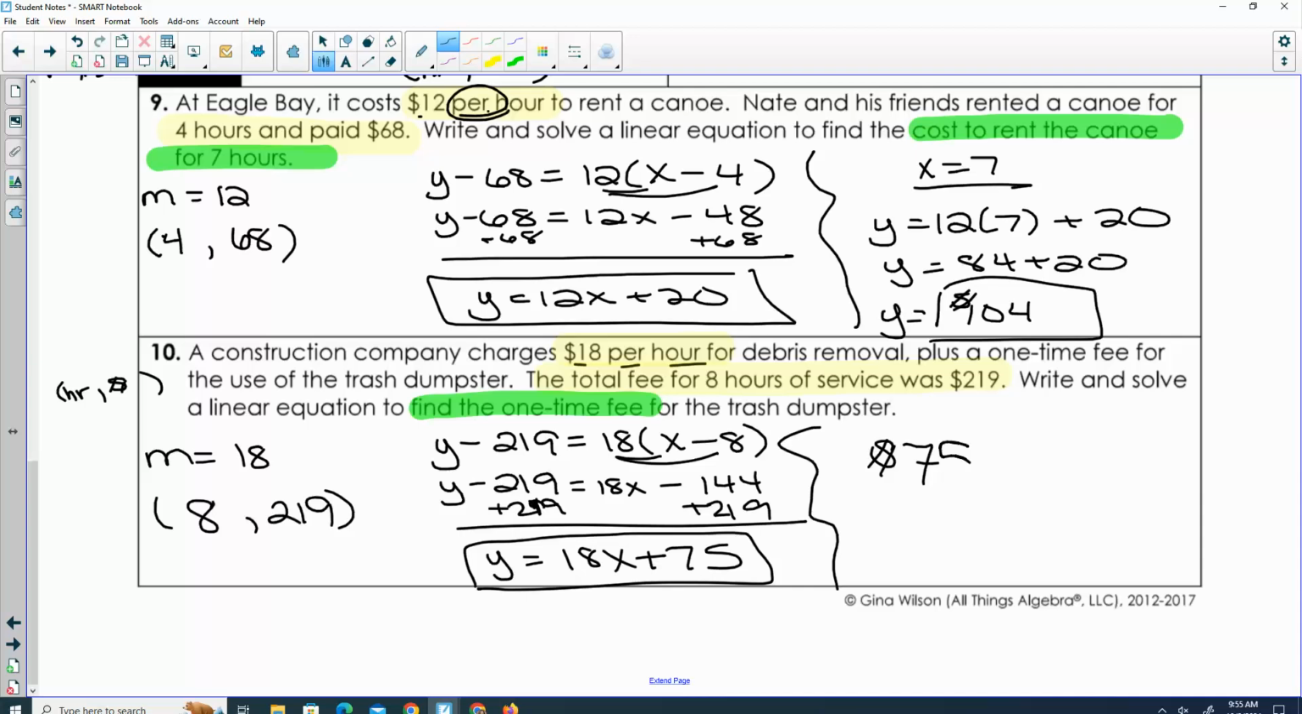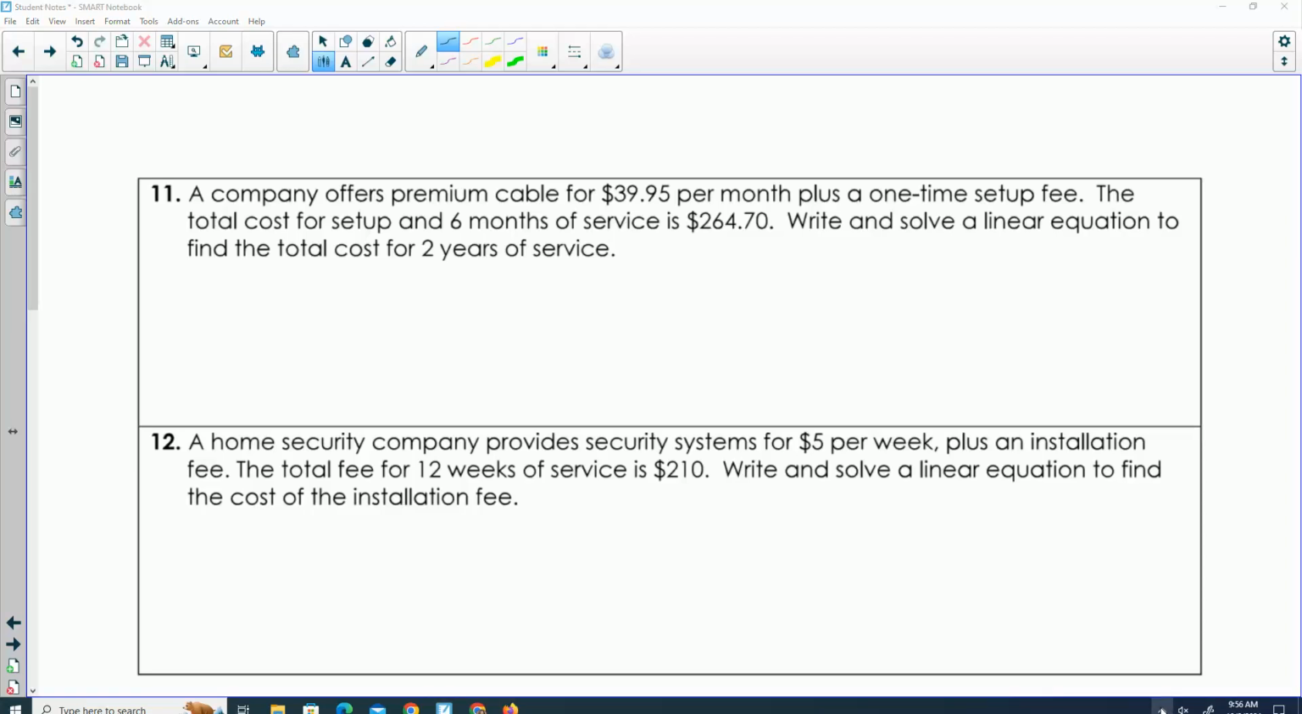So one-time fee, remember those first equations, we were given the slope and the y-intercept in the problem, and we would ask ourselves, okay, which one of these happens once? That's my y-intercept. So my one-time fee here is my 75. All right, questions on that one? I want you guys to try to do the next one. So let's see how we're doing with it.